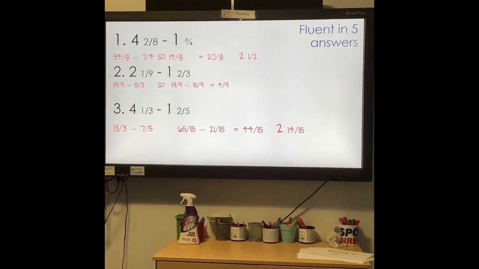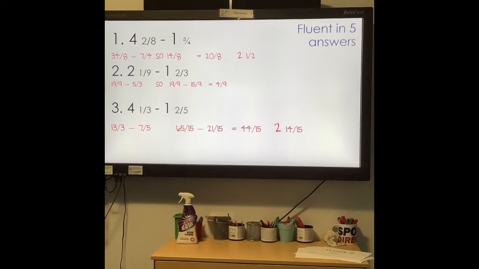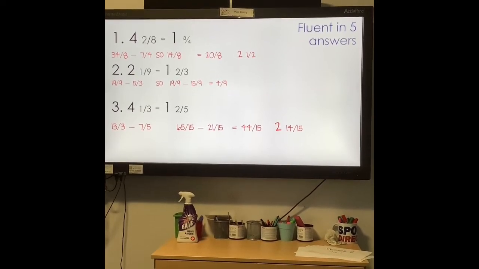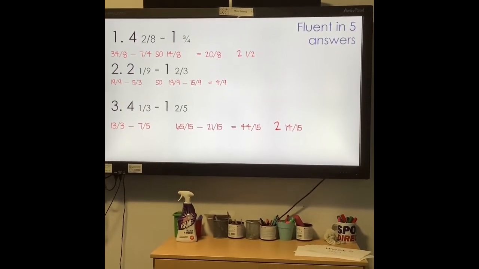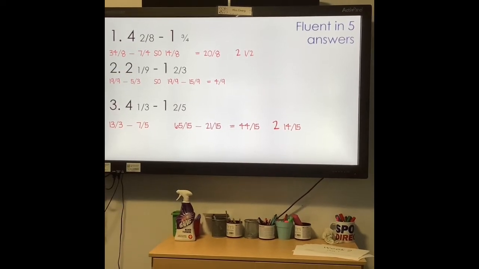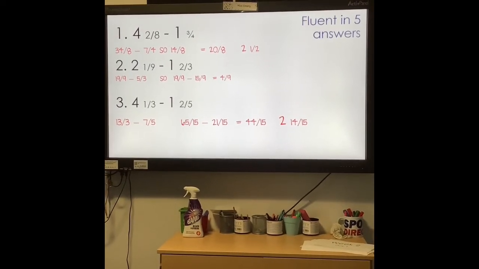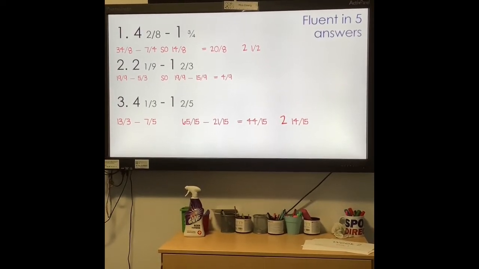4 and 2/8 take away 1 and 3/4. First of all, we had to turn them into improper fractions. So we had 34 eighths take away 7/4. We then need a common denominator, which we can turn this one into 14 eighths. That gives us 20/8 as the answer, which is the same as 2 1/2. Well done if you simplified it to a half.